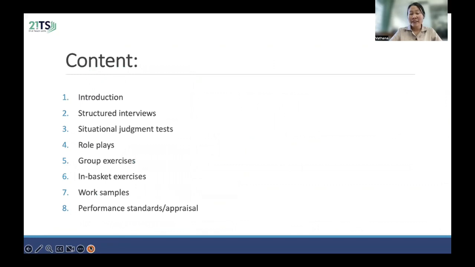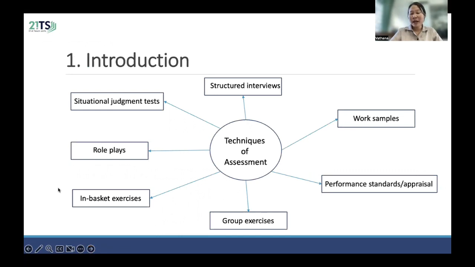Here's the content that we discuss in this unit. First, introduction; second, structured interview; third, situational judgment test; fourth, role play; fifth, group exercise; sixth, in-basket assignment; seventh, work sample; and eighth, performance standard approaches. So let's move to the first page.